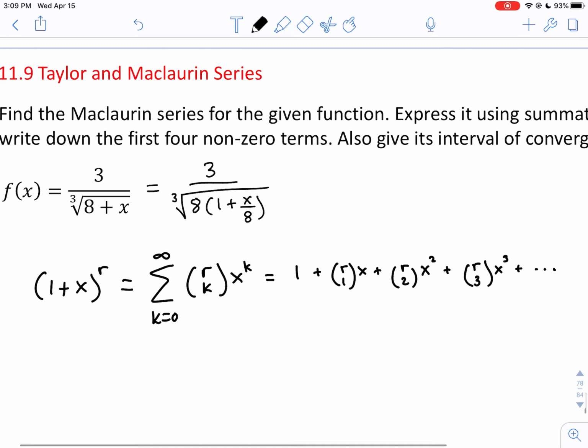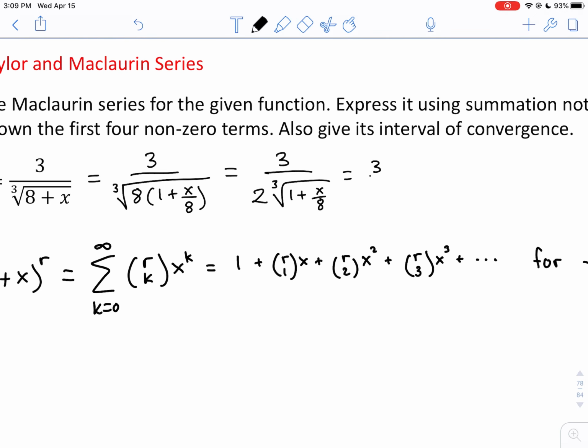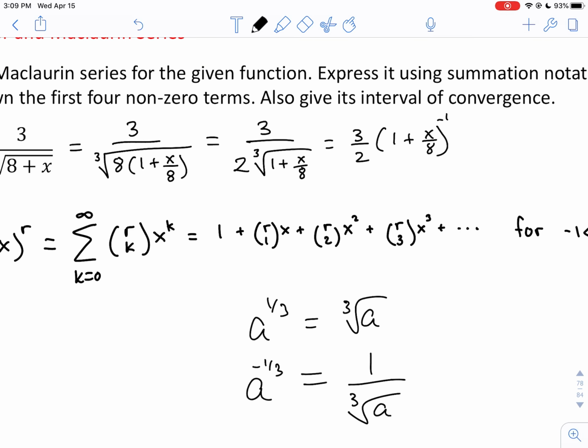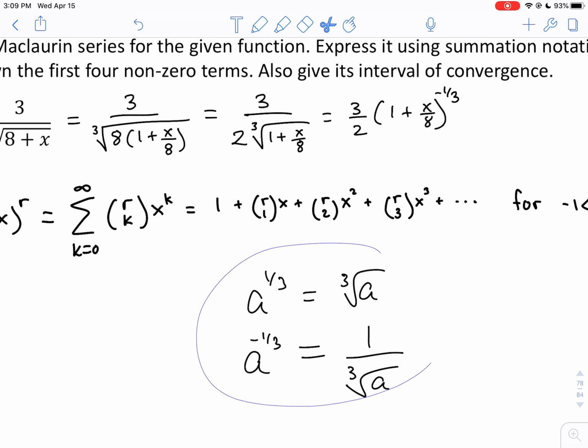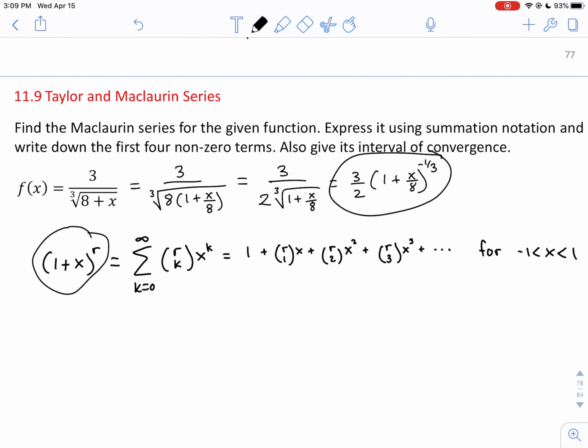Now I can cube root that 8 in the front separately. So it really winds up looking like this. Now I can write this as simply 3/2 times, in parentheses, 1 plus x over 8, which would have a negative 1/3 power on it. All of this manipulation was extremely helpful because it helps me recognize how this structure can be obtained from this starting point.